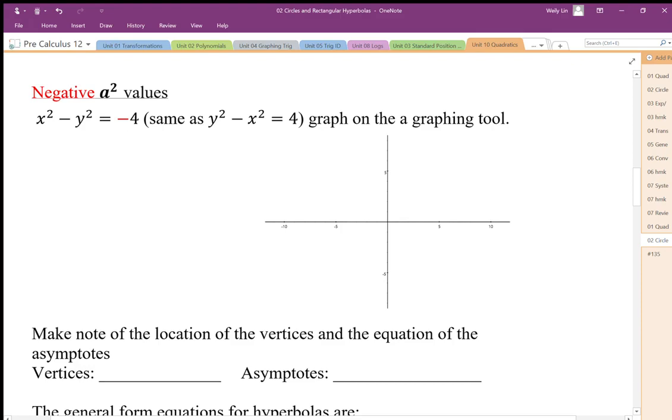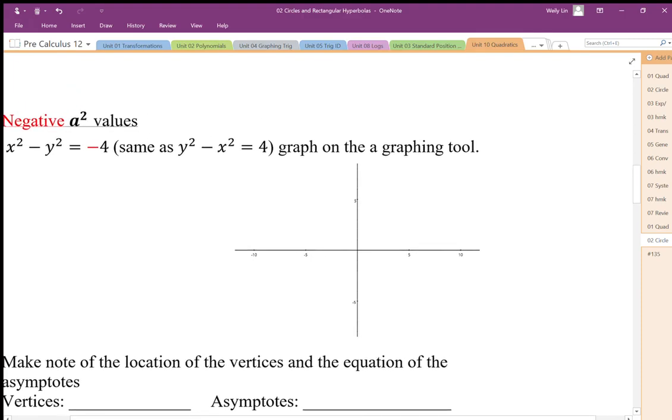Well, we already established that the a value has something to do with the hyperbolic radius, the distance from the center. In fact, it is the distance from the center to the vertex. So what does this look like? First of all, I want to point out that if I have x squared minus y squared equals negative 4, it is the same as switching the y and x, reversing the subtraction and making it positive.